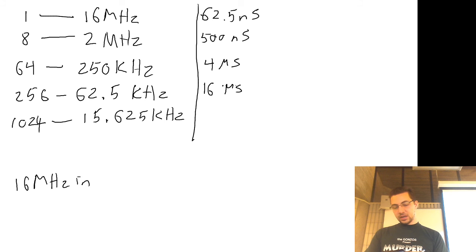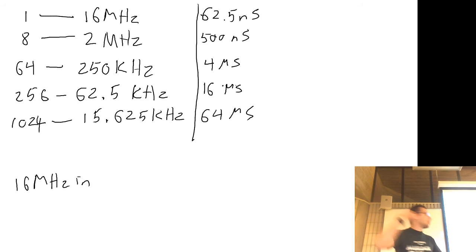Let's try that again. Kilohertz. Yeah, 64 microseconds. You can come at this a couple of different ways. You can find out that 16 megahertz is 62.5 nanoseconds, then you multiply it by 8 or by 64. You always end up with the same thing. Now, what does that mean for us?